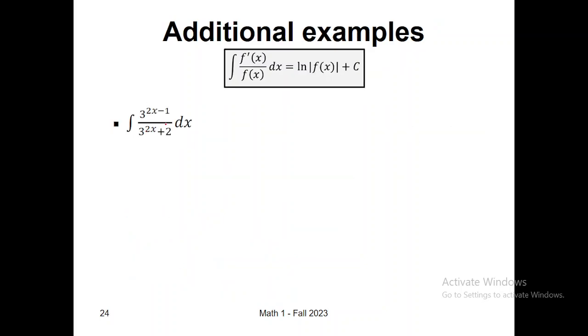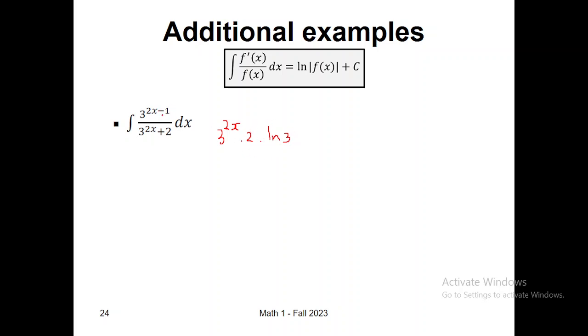Consider this example. We have a fraction. We start by checking the derivative of the function in the denominator. The derivative of the constant 2 will be 0. The derivative of this exponential function will be the same exponential function multiplied by the derivative of the exponent, which is 2, multiplied by ln of the base, which is ln 3. Now check the numerator. We have this function 3 to the power 2x, and we are missing this constant, but it is very simple to add this constant.